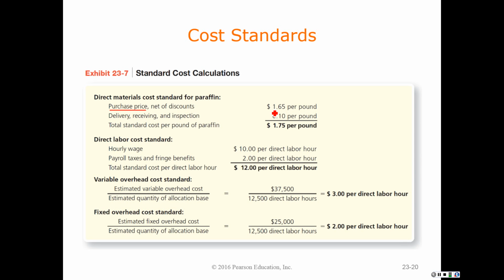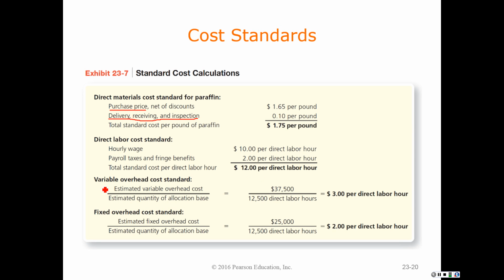What are we paying for this material? Are there any other expenses related to delivery, getting it into our manufacturing facility? Does it have to go through some kind of inspection? So this is simply estimating the total cost of materials, and here it happens to be per pound. It could be per ounce or per ton, depending on what you're manufacturing. The direct labor standard, simply we're going to estimate, well, what is the hourly wage for the people working on this product, and what are their benefits, and we bring that down to a cost per direct labor hour.